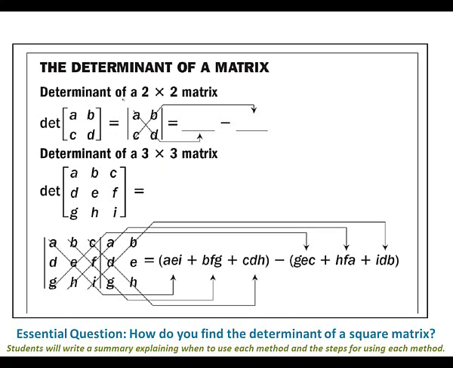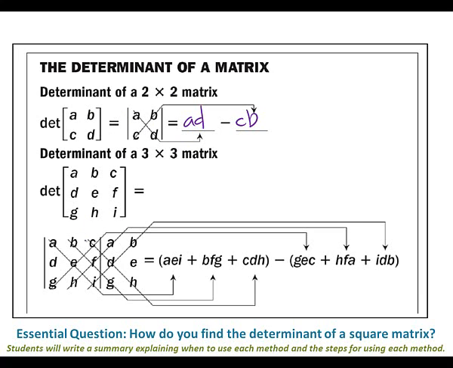So we start by multiplying the top left diagonal. So we would multiply together A times D, and then we subtract the bottom up diagonal. So you can write it if you want C times B or B times C, it doesn't matter.